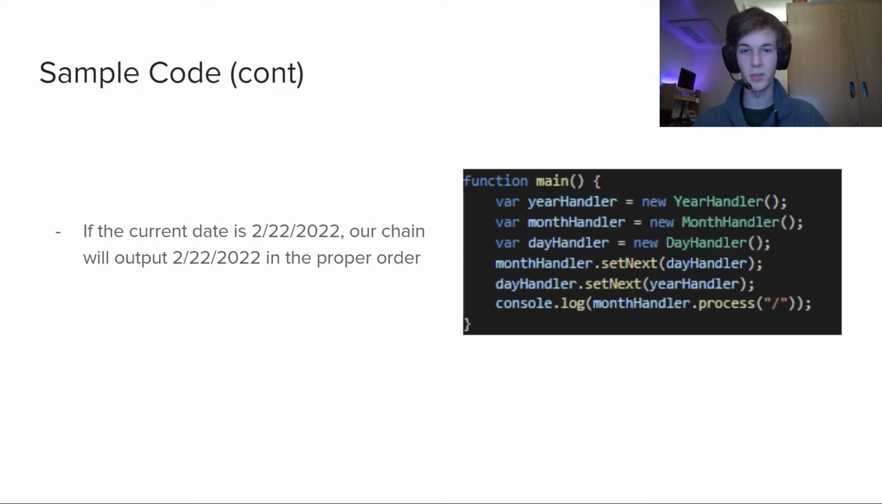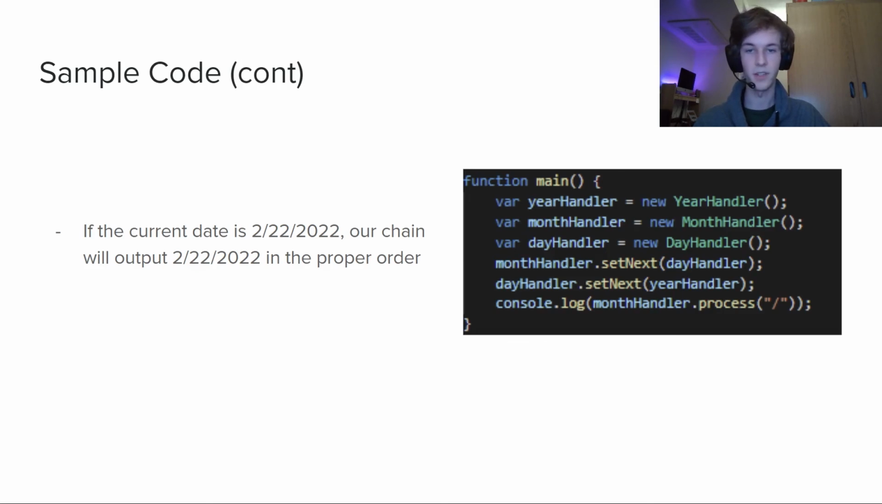If we were to combine the previous code with this code snippet, which would be run by the client, we would log the current date, for example, 2/22/2022, to the console. As discussed in our implementation details, we now have to create and link the chain in the client, which can be seen here. We create a new instance of year handler, month handler, and day handler, and set the next pointer of our month handler instance to day handler, and the next pointer of our day handler instance to year handler. This ensures that our date will follow the month/day/year format.